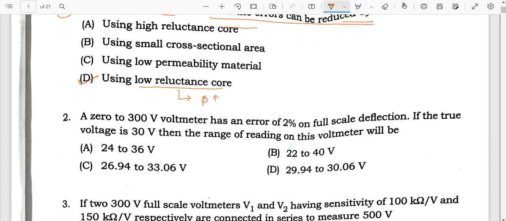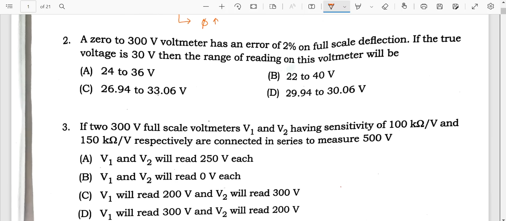Okay, the next question: a 0 to 300 volts voltmeter has an error of 2% on full scale deflection. If the true voltage is 300 volts, then the range of reading on this voltmeter will be? These two questions I have previously seen in my ISRO question paper videos, in which the solutions are given. So now I'm repeating again. A 0 to 300 volts voltmeter has an error.